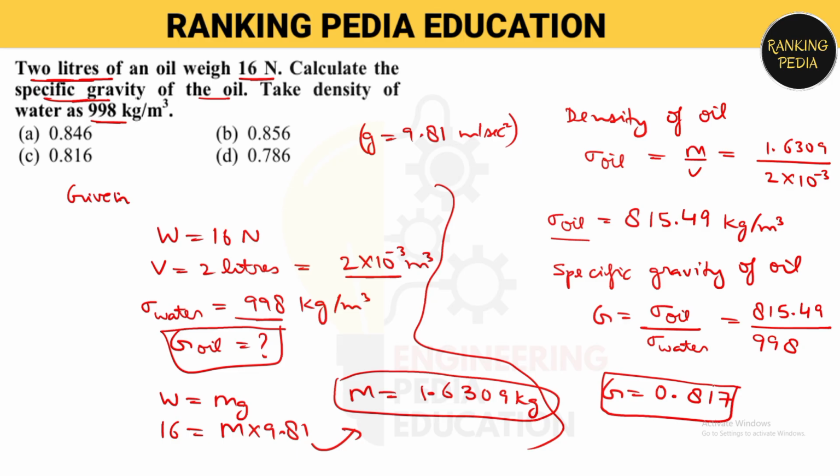So which is the final answer? Here you can take option C, which is approximately 0.816. So option C is correct.